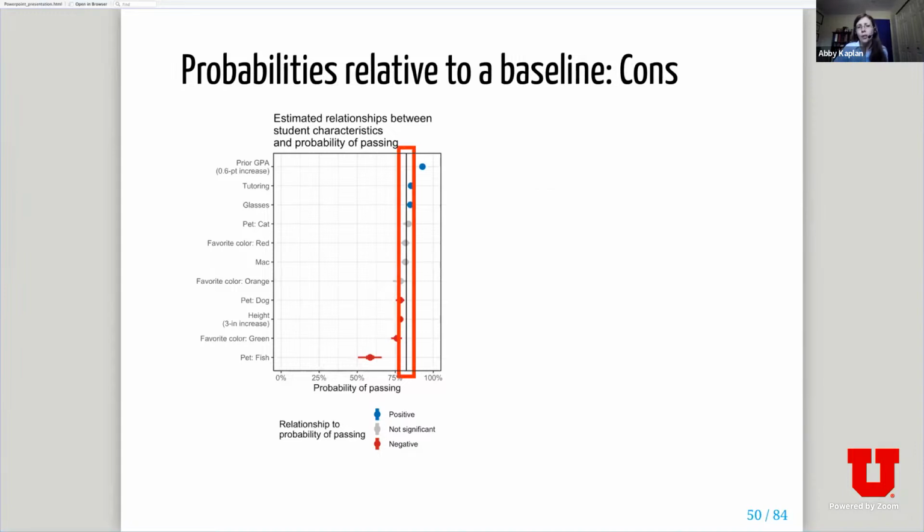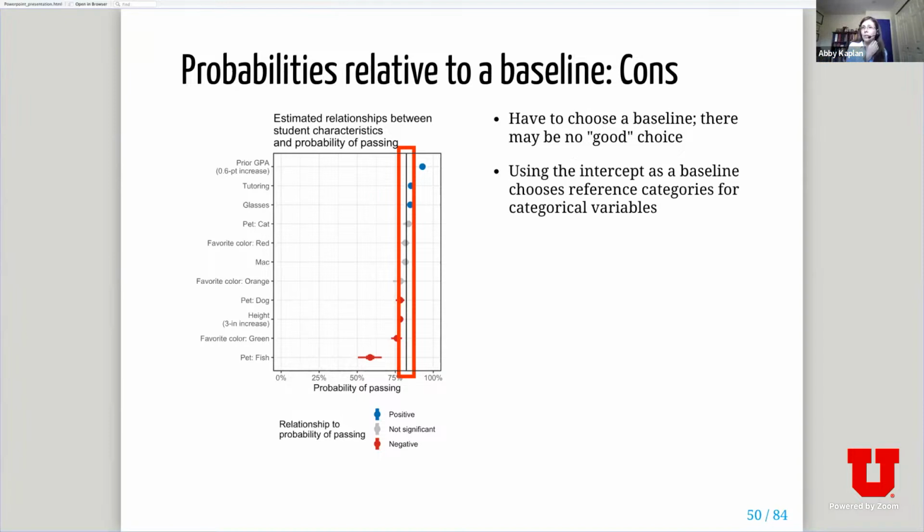Disadvantage of this is, well, you do have to choose one baseline, and we're being transparent about the baseline we chose. But sometimes for some models, there actually is not a great choice for what baseline you use. Using the intercept in particular, as we have done, what that means is that we're showing as baseline or as normal students who are at the reference value for each of our categorical variables.